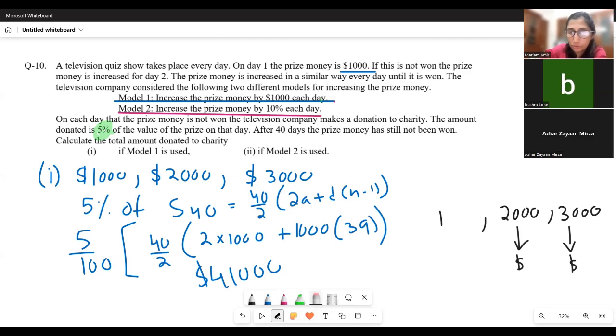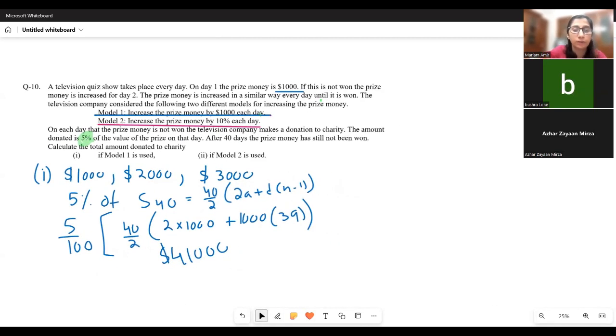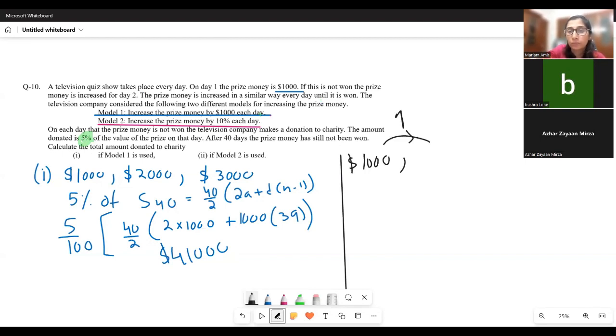Now let's use model 2. Model 2 is GP. So we're going to do 5% of sum 40, but the sum formula will be the GP formula. So the first value is 1,000. What's going to be the next value? This will be a 10% increase. इसको increase करो 10% क्या आता है? 1000 को 10% increase करें. 1100. हाँ ठीक है. 1100.